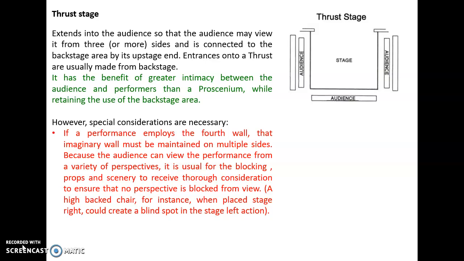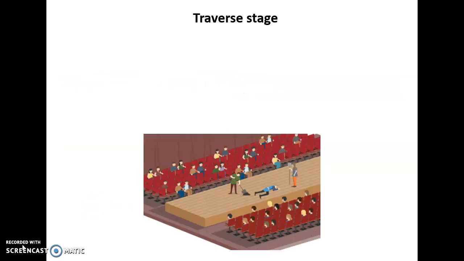So sometimes you could block people's view as well, because if you're sat on a particular area of the audience and an actor is stood there, you might be able to block their view. So sometimes you can have that problem of line of sight.